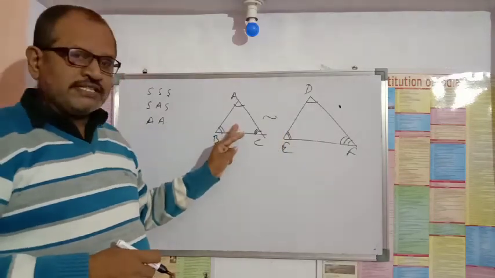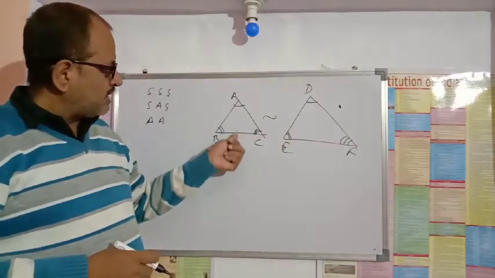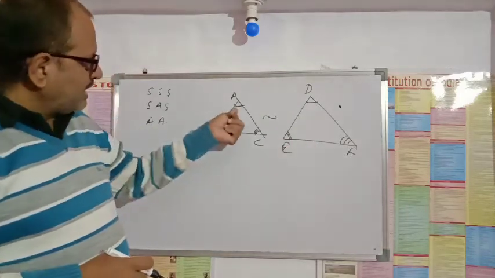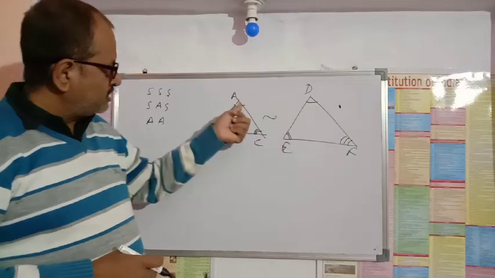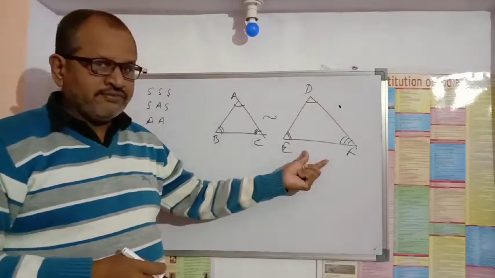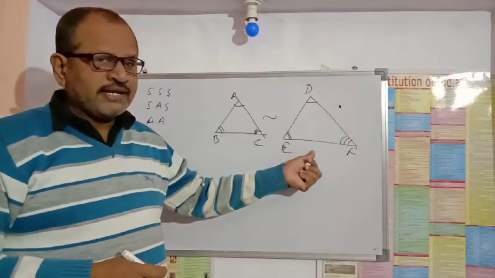How can we find the corresponding sides? The sides opposite to equal angles are called corresponding sides. Here angle A and angle D are equal. So the side opposite angle A is BC, and the side opposite angle D is EF. These two sides will be corresponding sides.